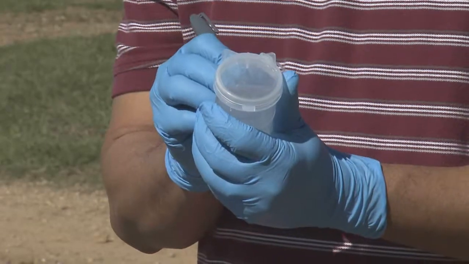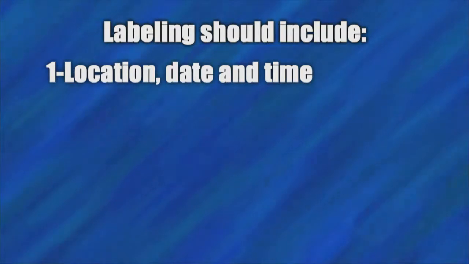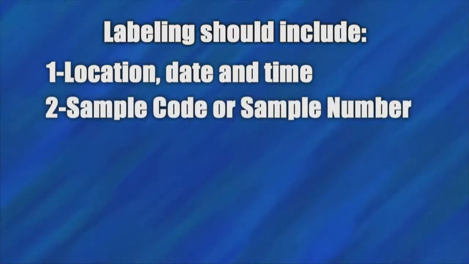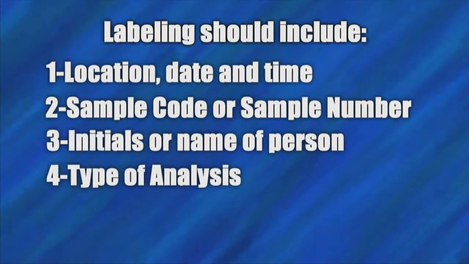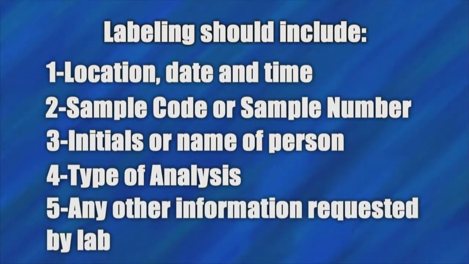Make sure to label the sample containers. Labeling should include 1. The location of the sampling site, date, and time of sampling. 2. Sample code or sample number. 3. Initials or name of the person who took the sample. 4. Type of analysis, and 5. Any other information requested by the laboratory.